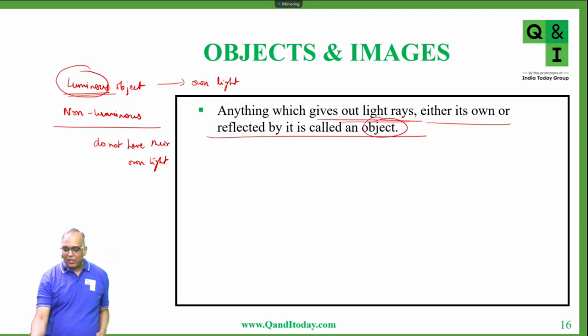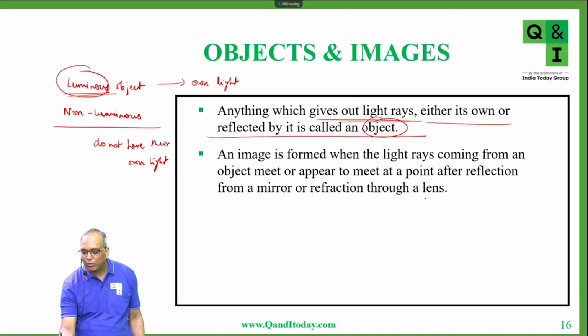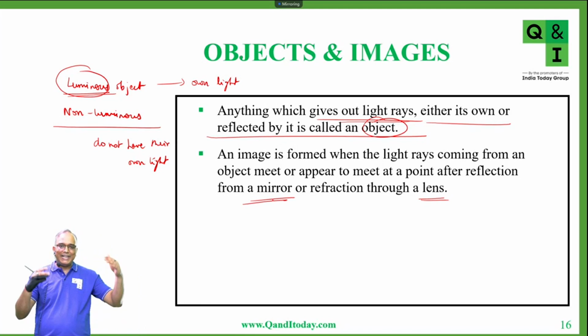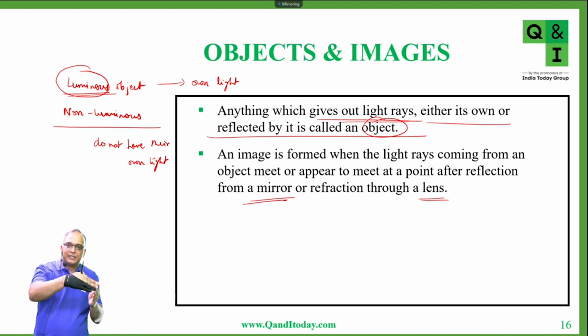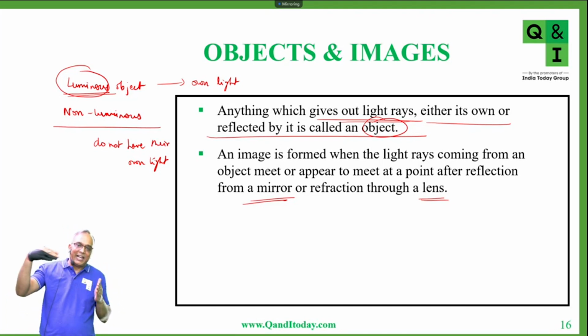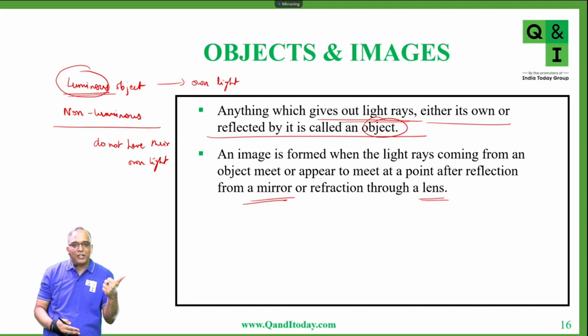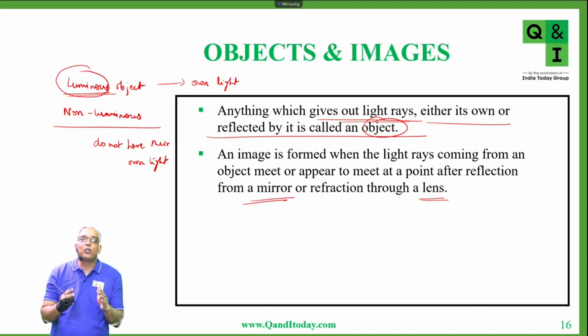Okay. And an image is formed when the light rays coming from an object meet or appear to meet at a point after reflection from a mirror or refraction through a lens. Lens we are going to see later, but for now understand mirror. So when light rays coming from a mirror after reflection meet at a point, or appear to be meeting at a point, when they are actually meeting, it will be called a real image, and when they appear to be meeting at a point, that will be called a virtual image.